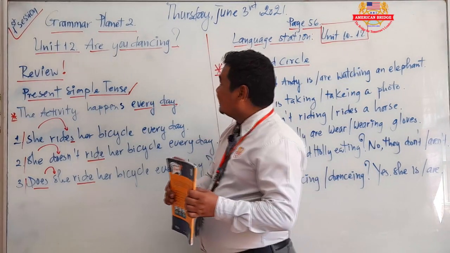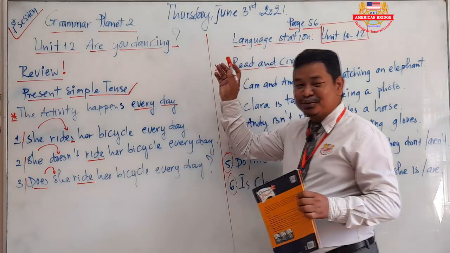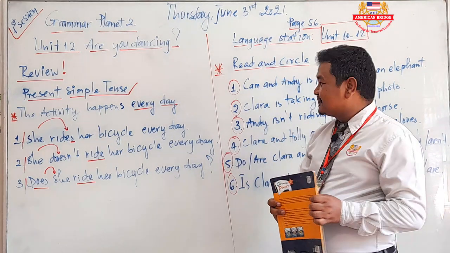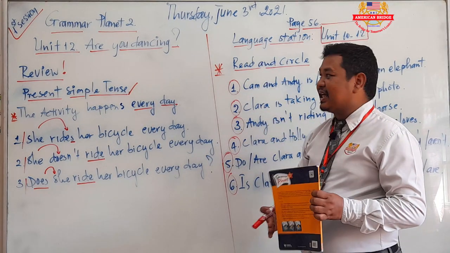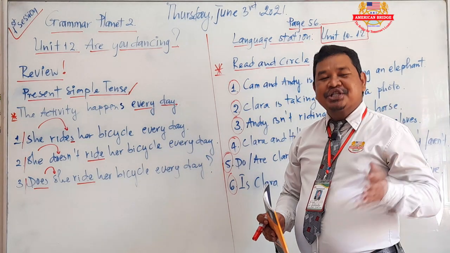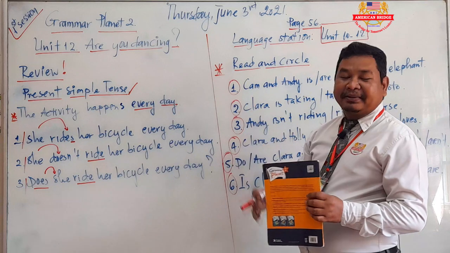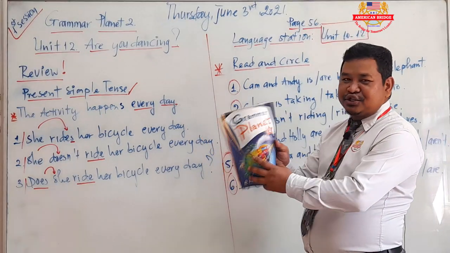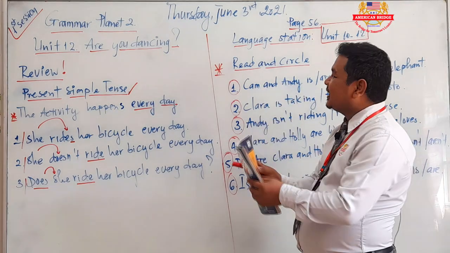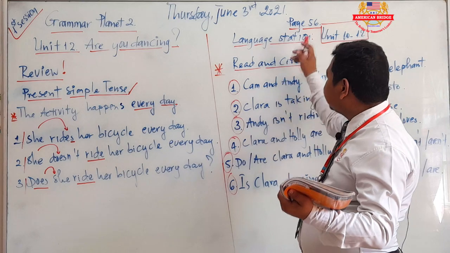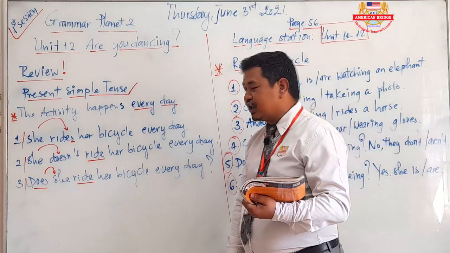Okay, students, what day is today, everyone? Today is Thursday, June 3rd, 2021. Every Thursday, for the first session, you learn about grammar, Planet 2, right? Do you have this book in your hand, students? If you have this book in your hand, please open your book on page 56, all together.